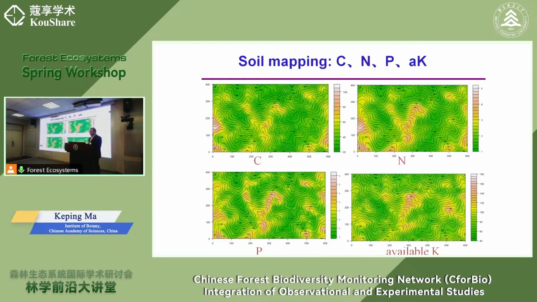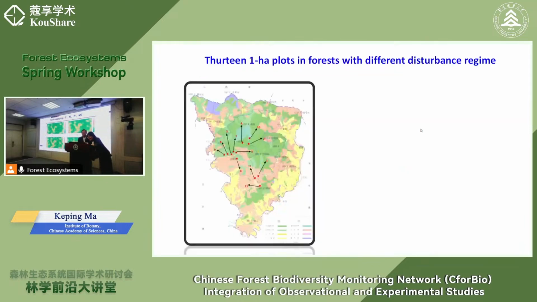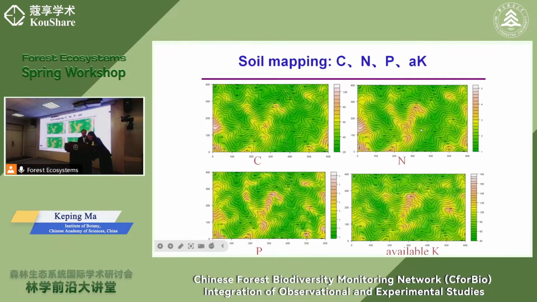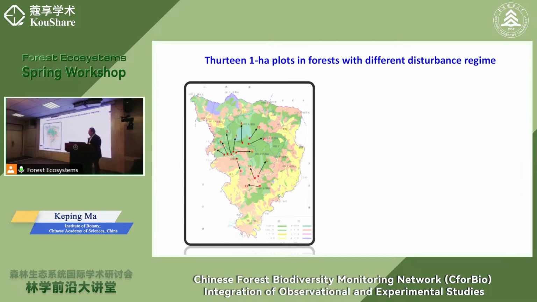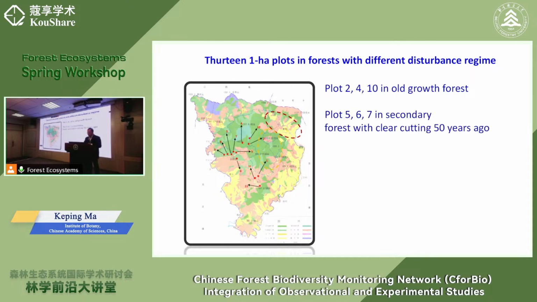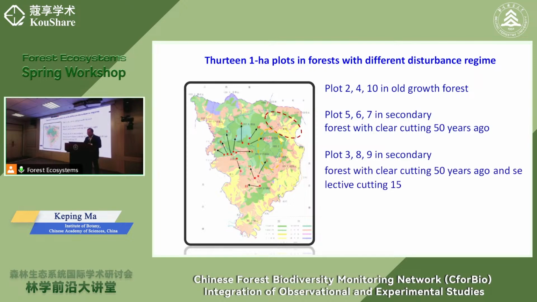And then we also have soil mapping. It's about 23 property features of the soil. And we collected around 1,000 samples from the 24 hectares plot. And this is the distribution of the 13 1 hectare plots in the protected area.